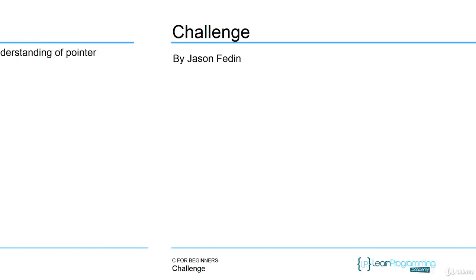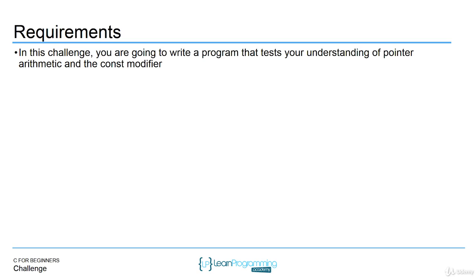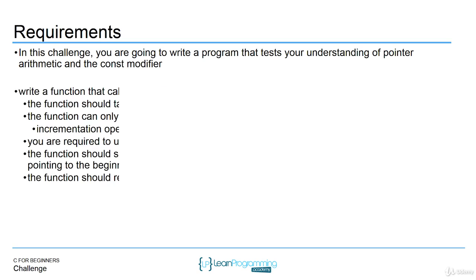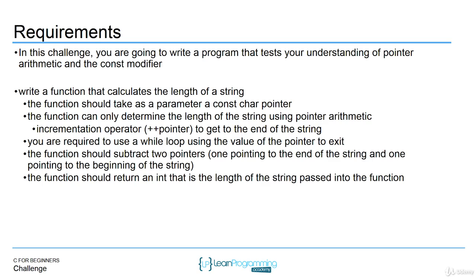So in this challenge, I want you to write a program that tests your understanding of pointer arithmetic and the constant modifier. We've learned about both of these concepts in previous lectures. I want you to write a function that calculates the length of a string. The requirement is that the function should take as a parameter a constant char pointer. A constant char pointer means that you cannot change the value of what the pointer is pointing to, and you're not going to do that with the length.